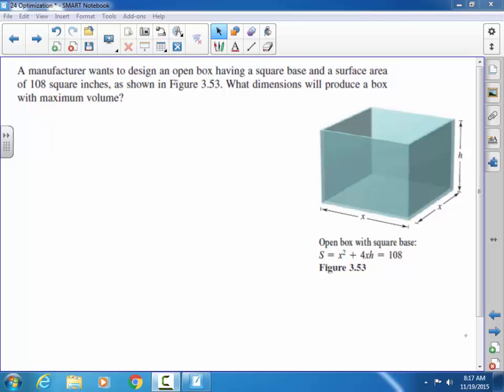Work through 5 or 6 more problems today. How do you know if it's an optimization problem or not? Max or min, greatest or least, smallest or largest, something like that is what you're looking for.